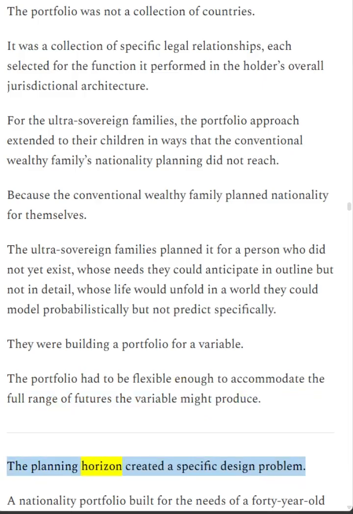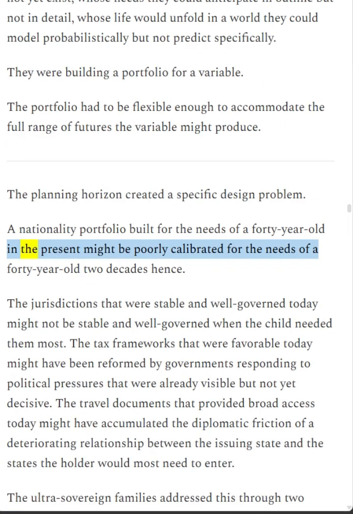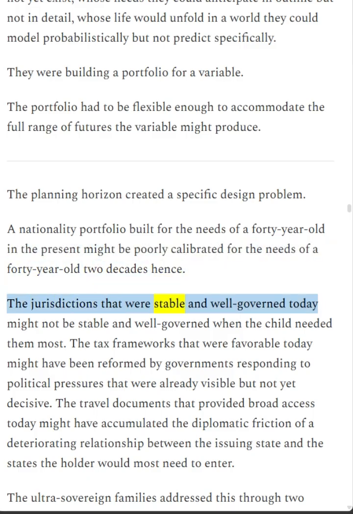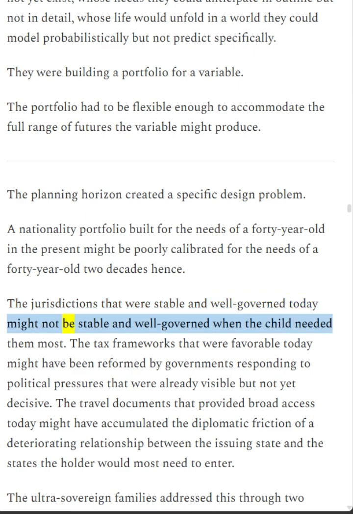The planning horizon created a specific design problem. A nationality portfolio built for the needs of a 40-year-old in the present might be poorly calibrated for the needs of a 40-year-old 2 decades hence. The jurisdictions that were stable and well-governed today might not be stable and well-governed when the child needed them most.